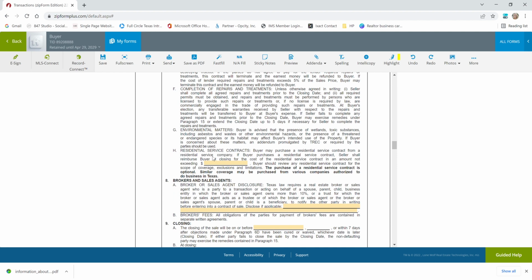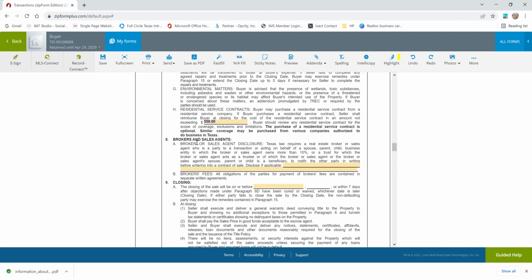Here under H, so this is 7H, this is residential service contracts, which is the home warranty. Basically giving your buyer a year to have a residential service contract where if something breaks, they could pay a monetary fee and get whatever it is fixed or replaced. The normal amount for this on one of the higher ends of the service contracts is about $550. If it has a pool, I would go up to about $675. But if it does not have a pool, $550 should cover any one of the higher packages with any of the service contract companies that you're actually going to use. So $550 is a good amount.